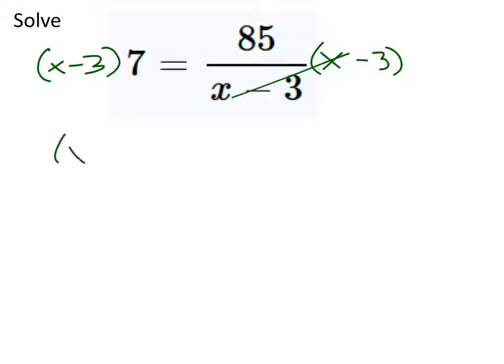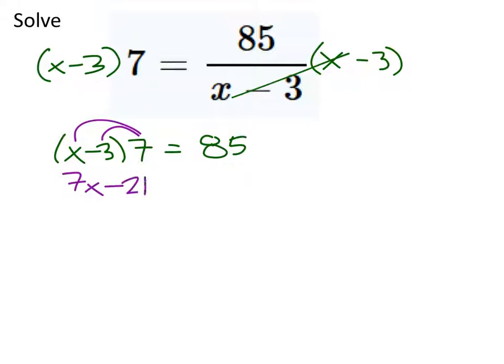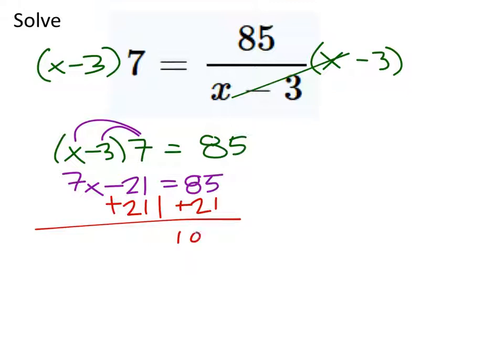So now we would have x minus 3 times 7, and this would equal 85. And we can distribute the 7, so 7x minus 21 equals 85. Now add 21. So what do we got, 106 there? 106 equals 7x. Now divide by 7.